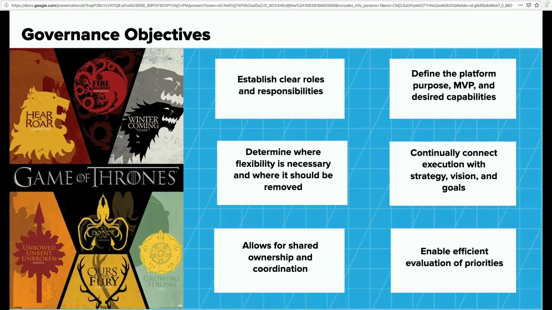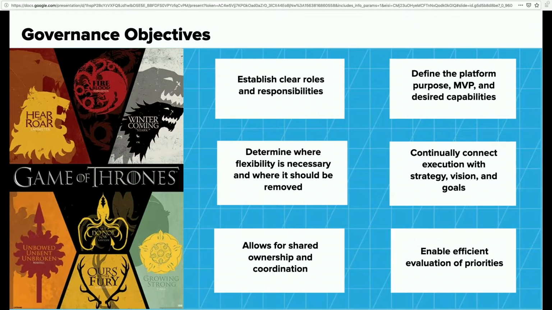And then the next objective is that it allows for shared ownership and coordination. So you can be more efficient across the organization if you're sharing resources and sharing ownership of tasks, and that will help eliminate some redundancy there, making sure that you're not reinventing the wheel if you can reuse different resources and coordinate across departments.